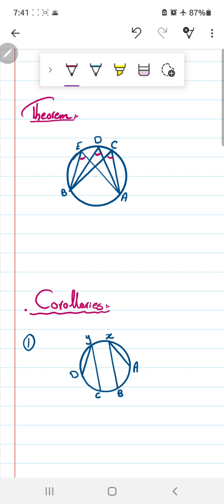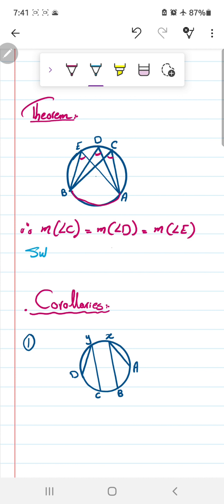The three inscribed angles are subtended by the same arc, which is BA. So the three angles here are equal in measure. So here we get the measure of angle C equals the measure of angle D equals the measure of angle E. Why? Because they are subtended by the same arc, the same arc, which is BA.